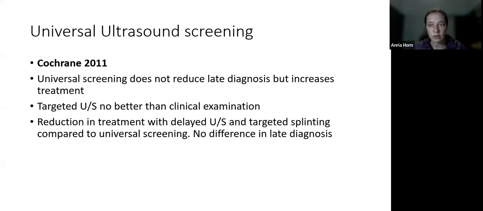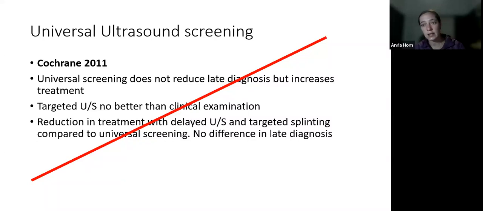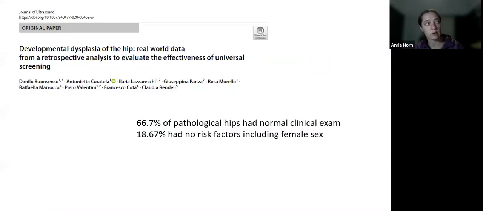Obviously, there's a burden of cost. Parents have to travel back and forth. Public harnesses aren't free. They need ultrasounds. There's the odd femoral nerve palsy, and the odd AVN developing. So doing more harm than good, really. They also found that targeted ultrasound was no better than clinical examination, and a reduction in treatment with delayed ultrasound, but no difference in late diagnosis. However, this is old now, 12 years have passed, and this has been refuted. So this is not true.